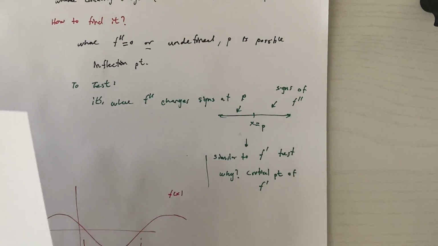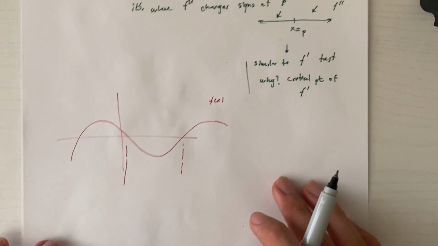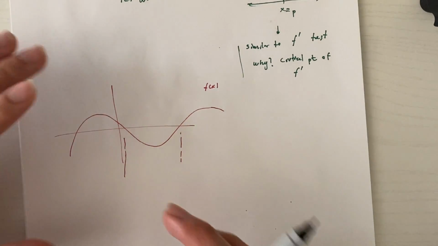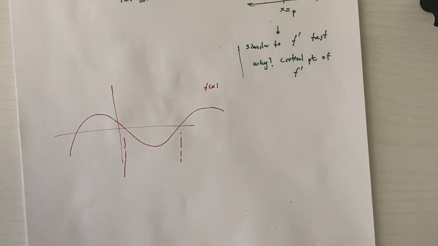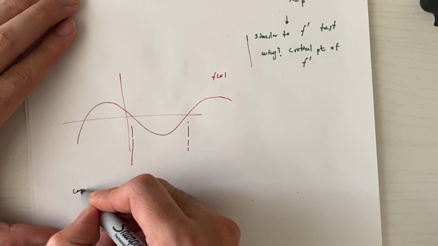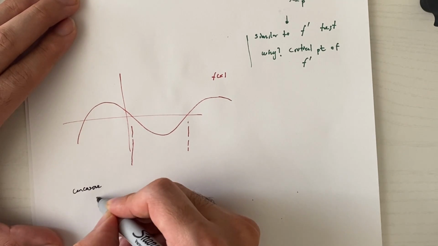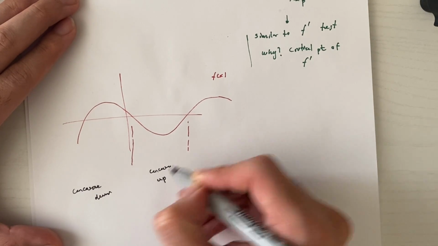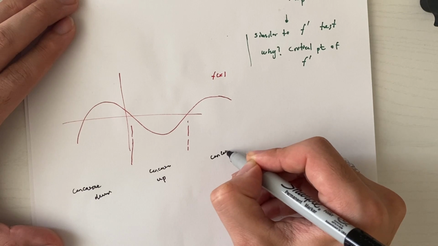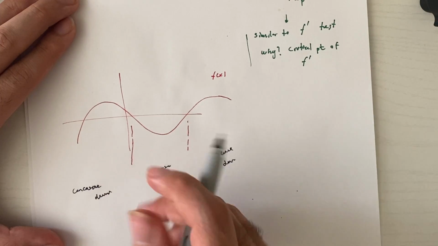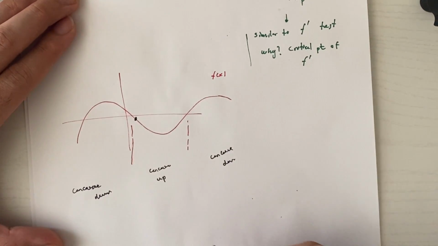Now we have this graph. I want to know where the inflection points are here. Again, an inflection point is where concavity changes. So first, to determine the concavity, here it's concave down, here it's concave up, and here it's concave down. Inflection points would be between changes in concavity. It's going to be here and it's going to be here.